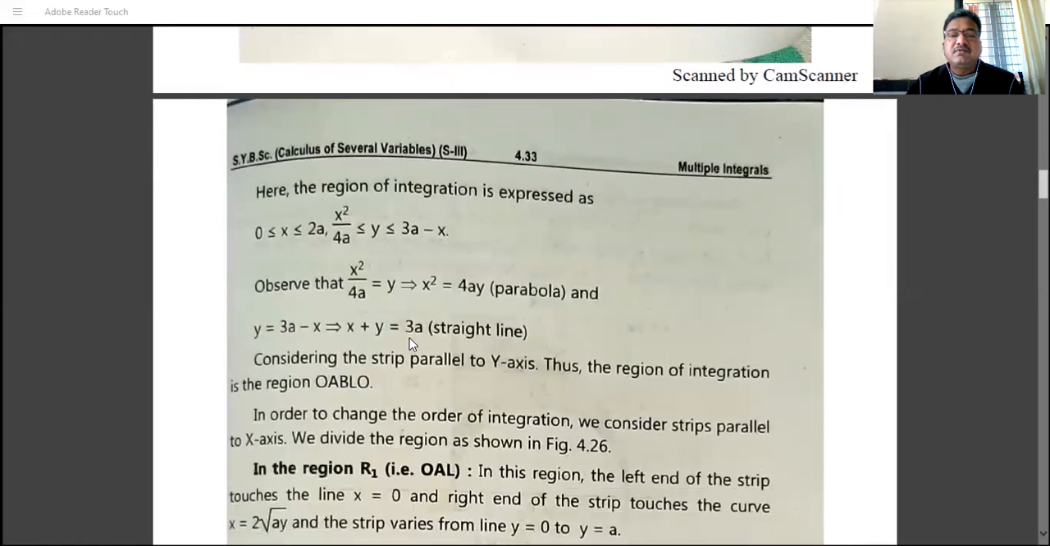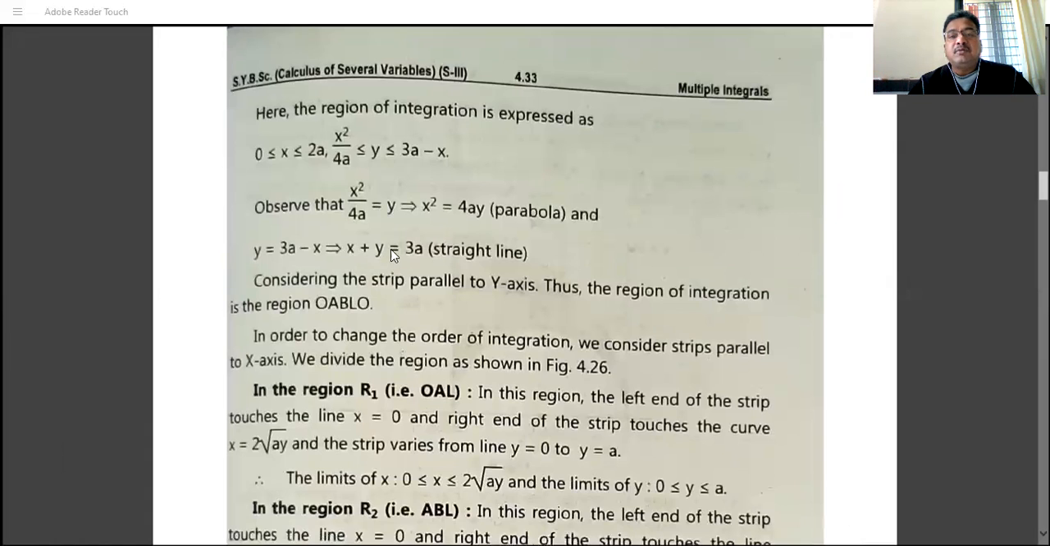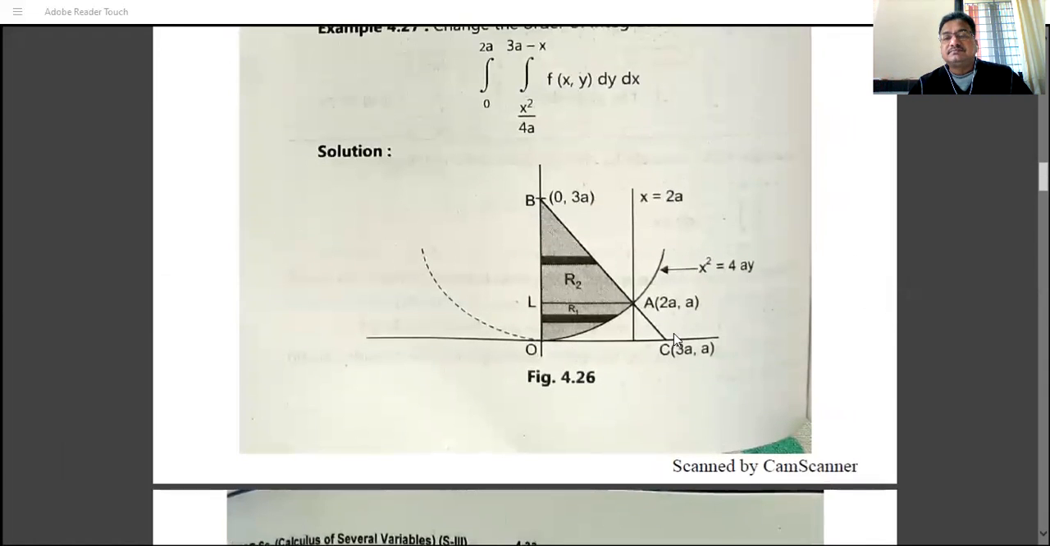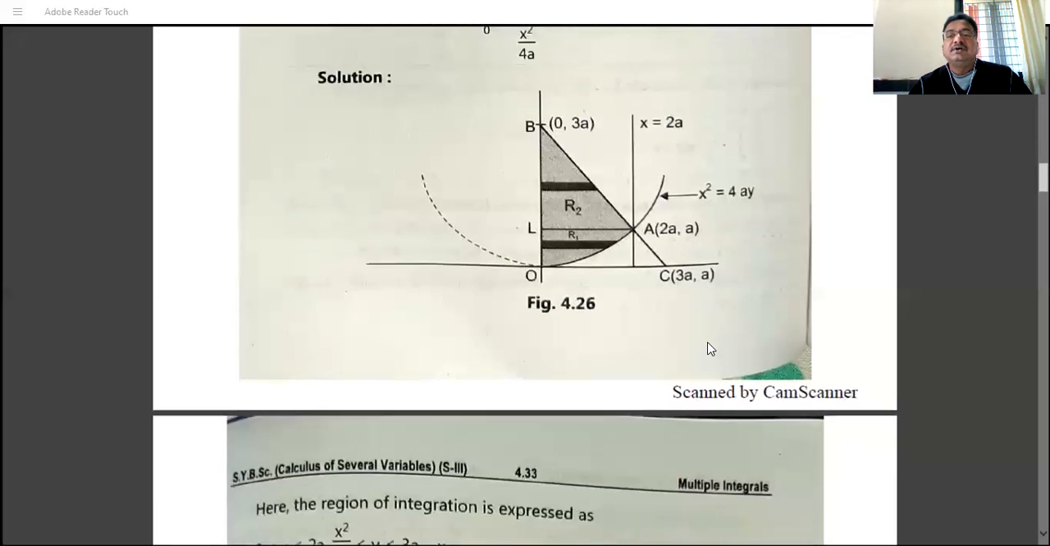x plus y is equal to 3a is straight line, and this x square is equal to 4ay is parabola. So just obtain 2 points on this line. How we can obtain 2 points? Substitute y is equal to 0, then x is 3a. So (3a, 0) point. Take 3a distance from origin on x-axis, then (3a, 0) is 1 point.